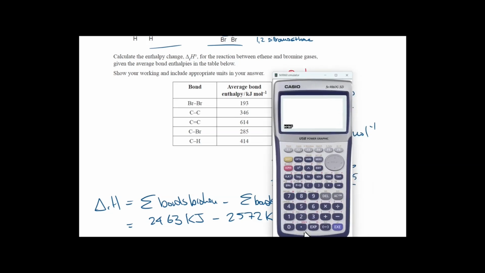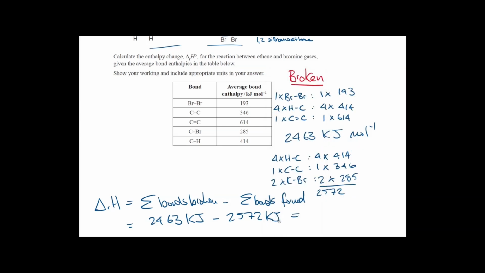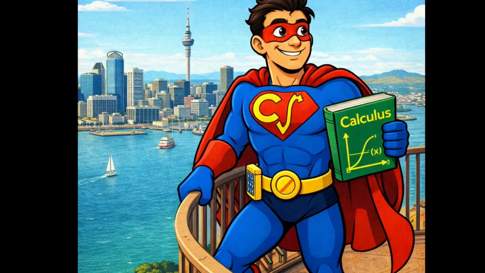2463 minus 2572. So we lose 109 kilojoules. We don't lose it, but 109 kilojoules leaves the system. It's a negative number, so therefore it is exothermic. And that means I can have my crunchy bar.